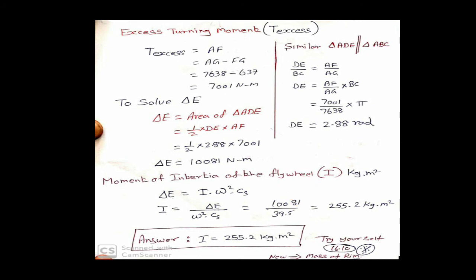So try yourself. From the Khurmi book, 16.10 is the example problem for you. The new part is the mass of the rim only, the additional data asked in this problem.